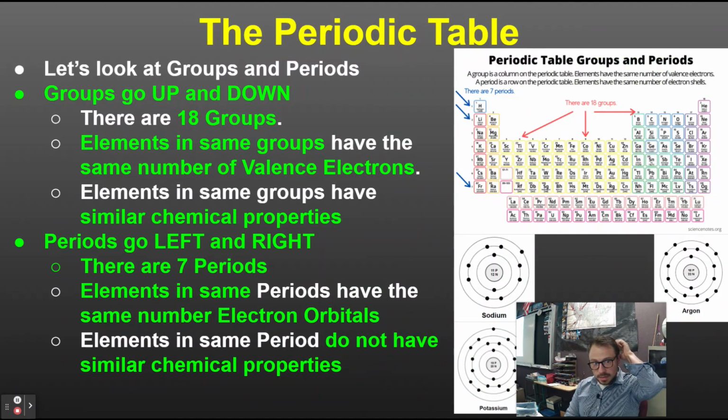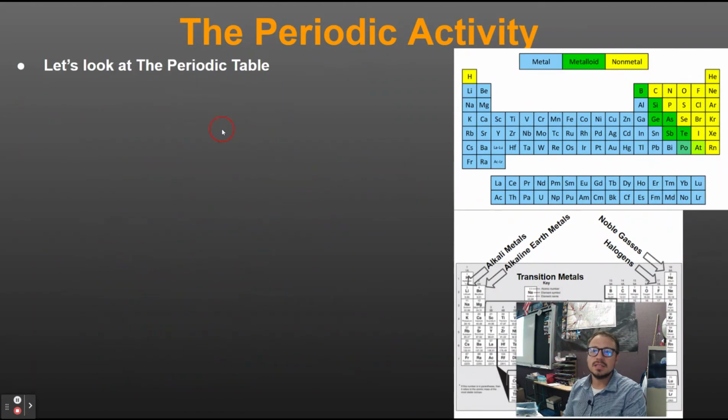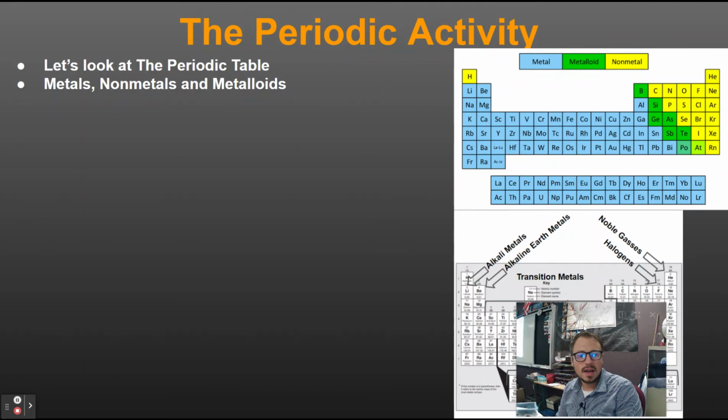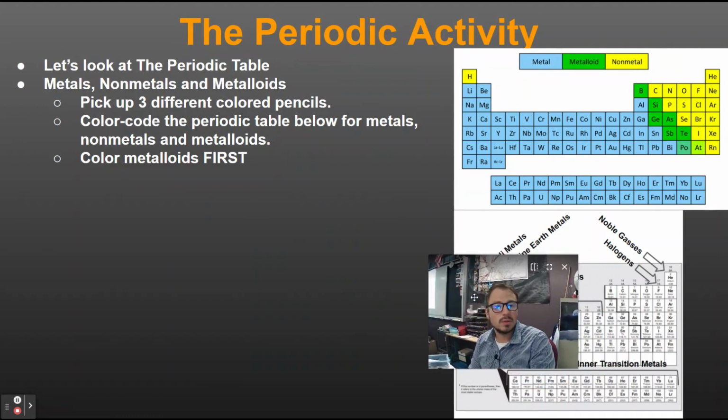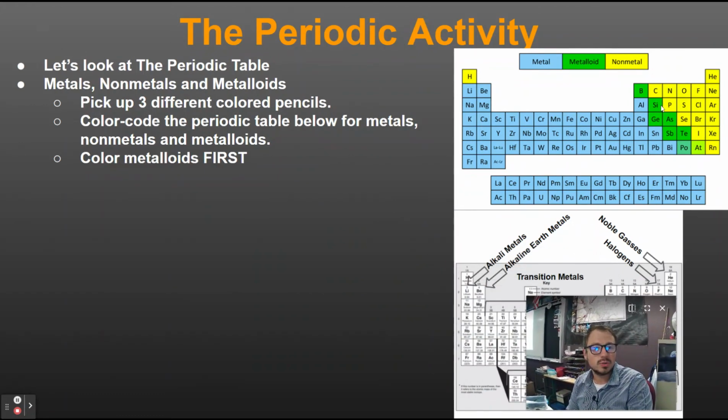It doesn't really react with anything because it has those valence electrons. Now, in this, what you can do is you can color code your periodic table. So what you can do is color the metals, the non-metals, and the metalloids. So color the metalloids first. So that would be these green ones.